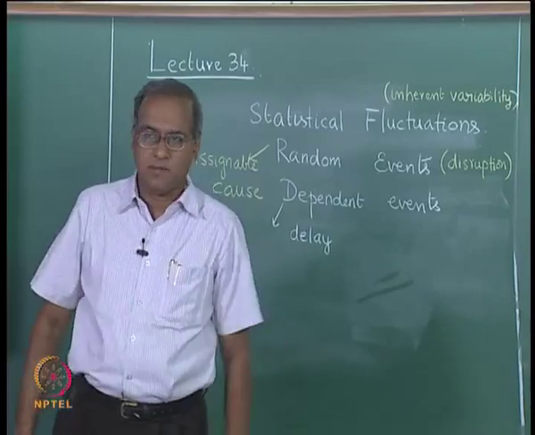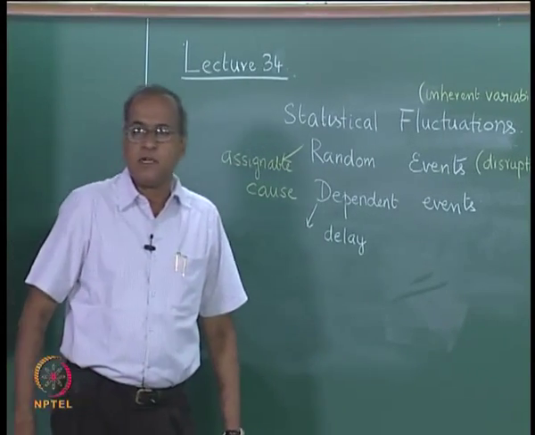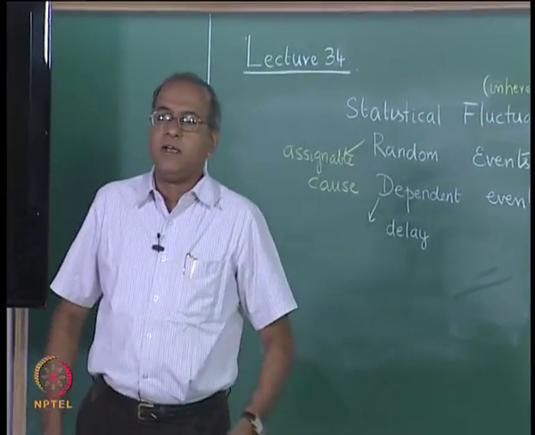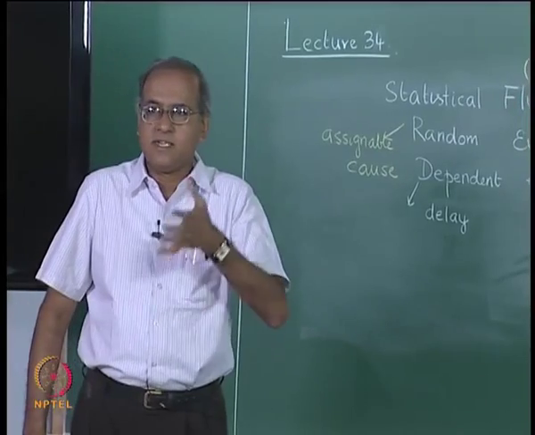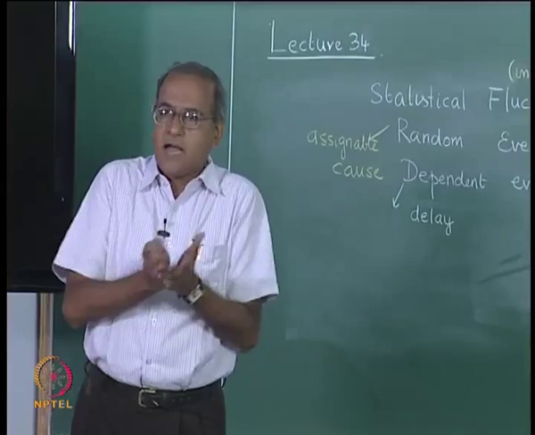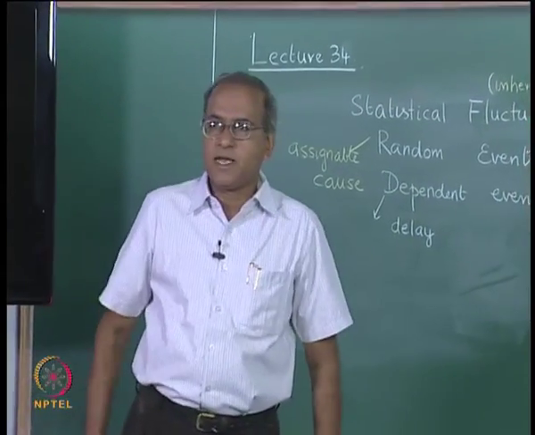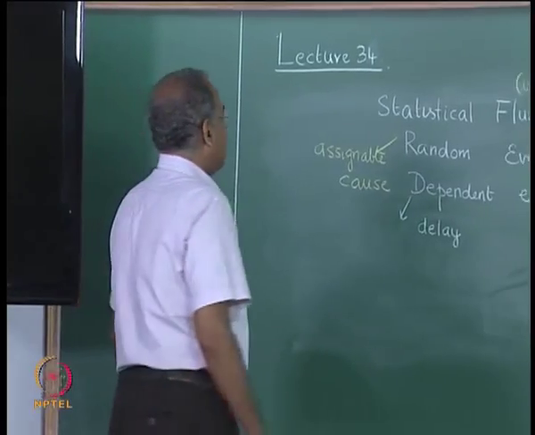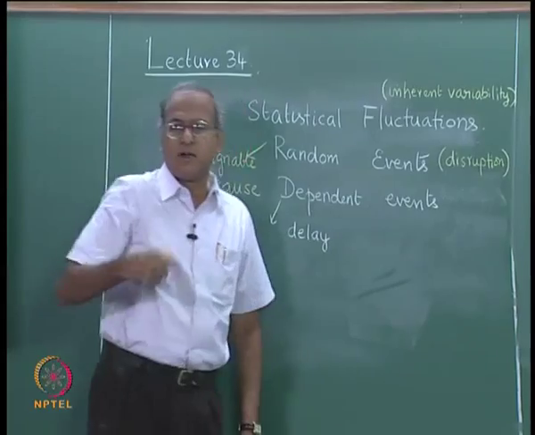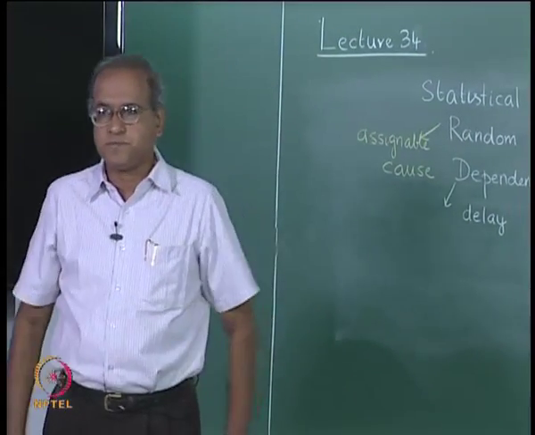Random events always have assignable causes and create disruption to the process that is actually happening. Now, we have the third one, which is called dependent events. In the context of dependent events, the ability of the statistical fluctuations to cancel out each other does not hold. Let us look at a simple example to understand the effect of statistical fluctuations and dependent events, and also what happens if a random event comes in.